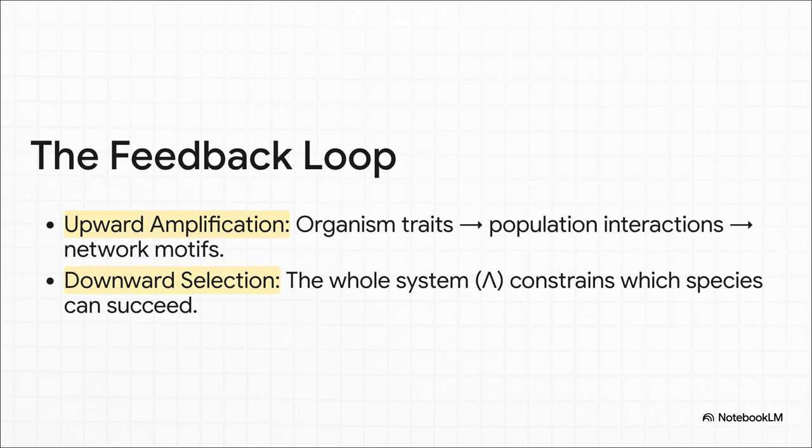And this is where it gets really cool. The system literally builds itself from two directions at the same time. You've got this bottom-up flow where individual critters interact, creating bigger and bigger patterns. That's called upward amplification. But at the exact same time, the whole system itself pushes back down, kind of like gravity, and it selects which species and which behaviors are going to make it. That's downward selection. It's this constant, dynamic conversation.